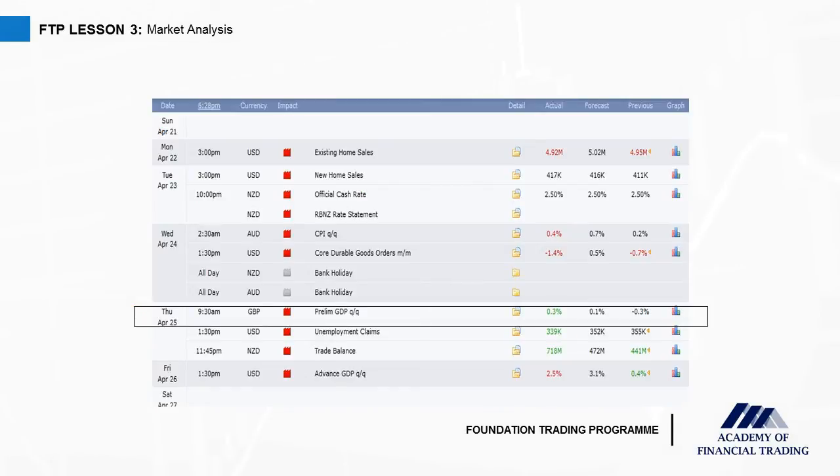So let's have a look at another example. This is again a British pound. It's going to affect the British pound, and it's again another prelim GDP figure quarter on quarter. As we can see, we've got the date, which is Thursday the 25th of April, and again a 9:30 a.m. release. If I take you over to the right-hand side of that box, we have the previous figure. The last quarter's GDP release was minus 0.3%. All the analysts forecasted an improved figure of 0.1%. However, when the actual figure was released, it was an improvement on that at 0.3%. Let's see what impact that had on the market.